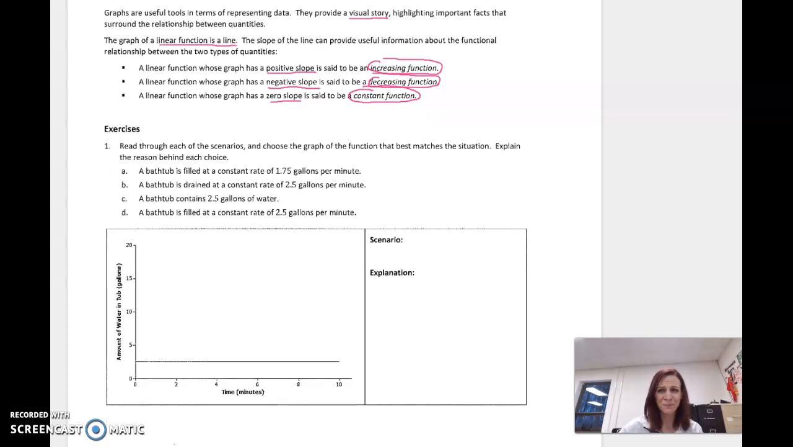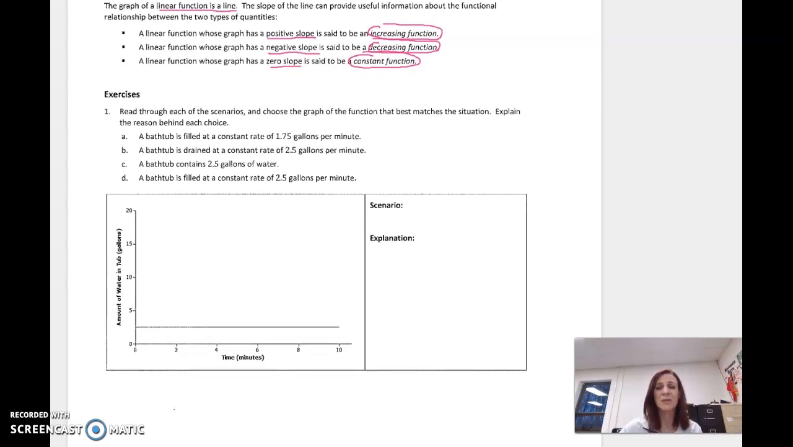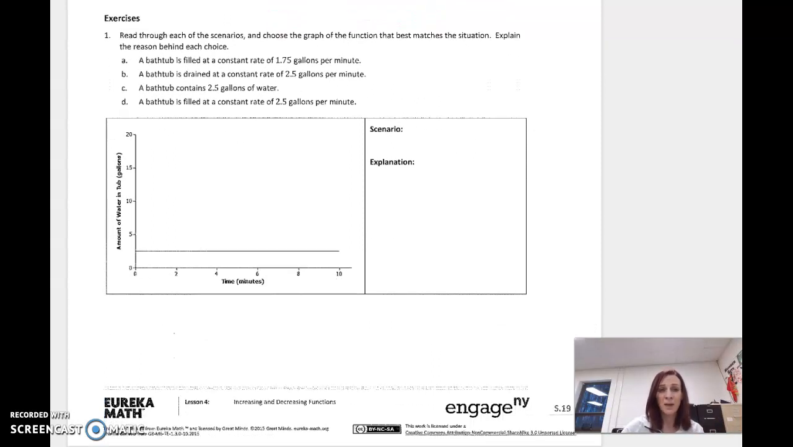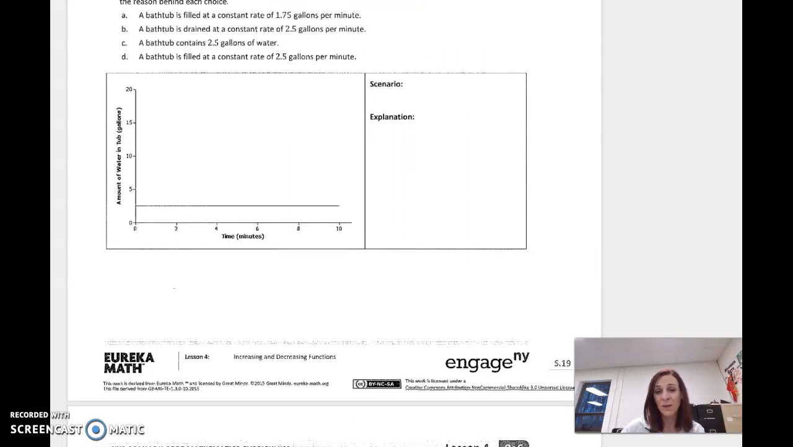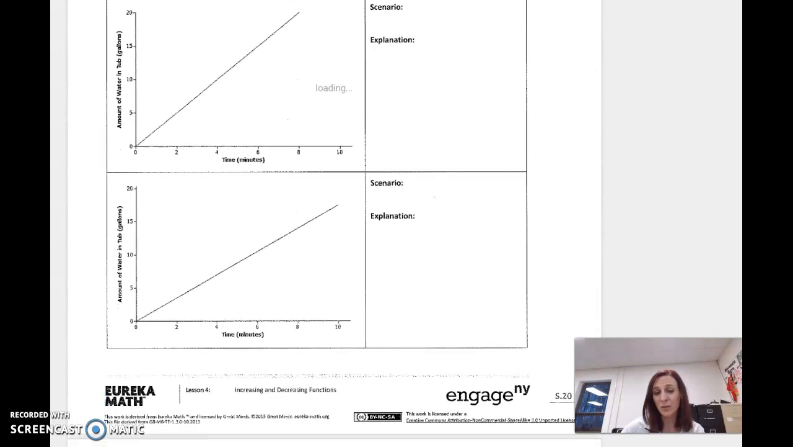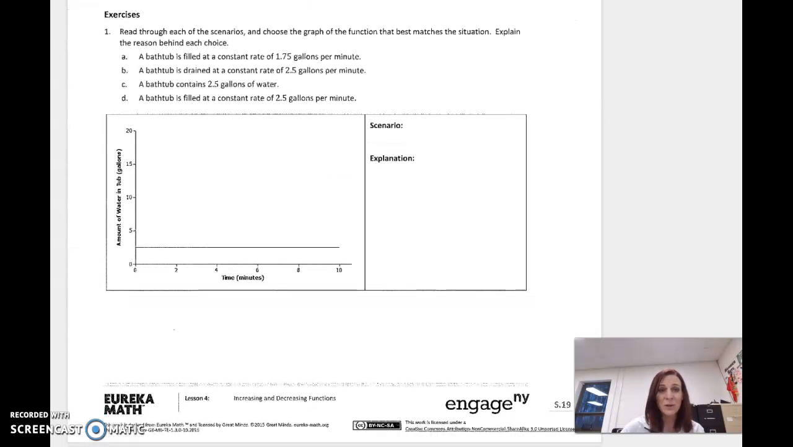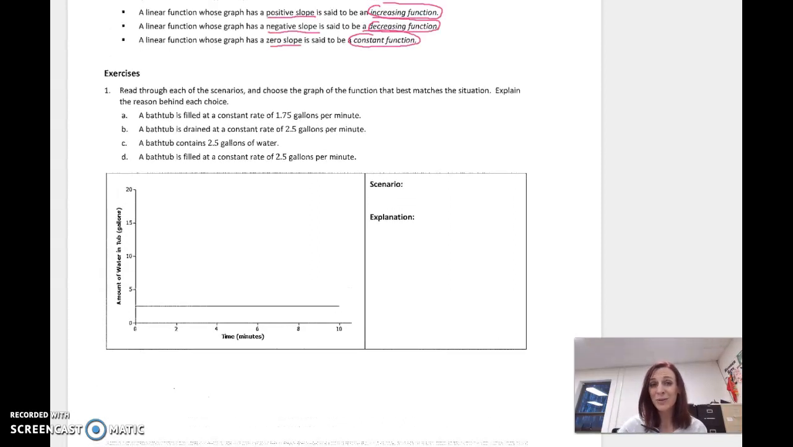All right, it says read through each of the scenarios and choose the graph of the function that best matches the situation. And then we want to explain. So what we have here is 4 different scenarios and 4 different graphs. Okay, so let's read through our scenario. A bathtub is filled at a constant rate of 1.75 gallons. Oh, constant, right? That should be zero slope. We saw the word constant up here.